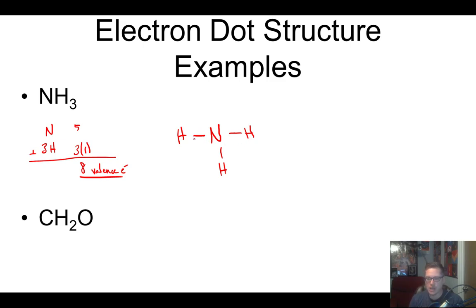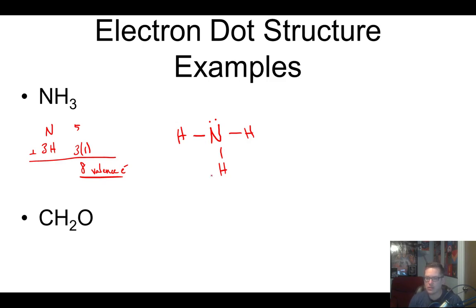So this hydrogen has 1, 2 from this bond, right? This hydrogen has this bond. So that hydrogen's good, that hydrogen's good, that hydrogen's good. And now we've got to think about the nitrogen. Well, nitrogen, how many electrons does it have around it? It's got 1, 2 from that pair, 4, and then 6. But it wants 8, so we're going to put 2 dots here, 1 for each of those electrons that are attached to it.